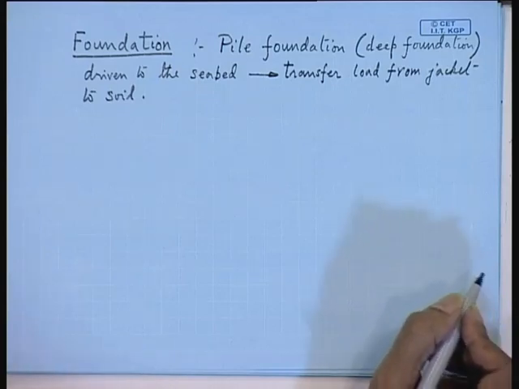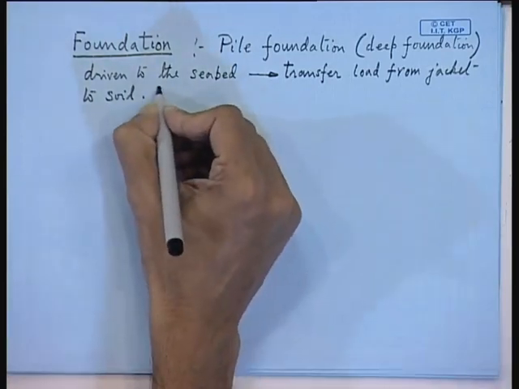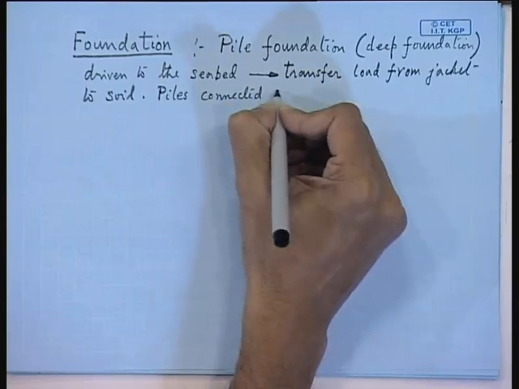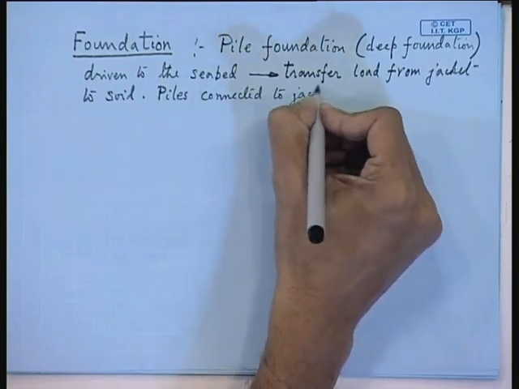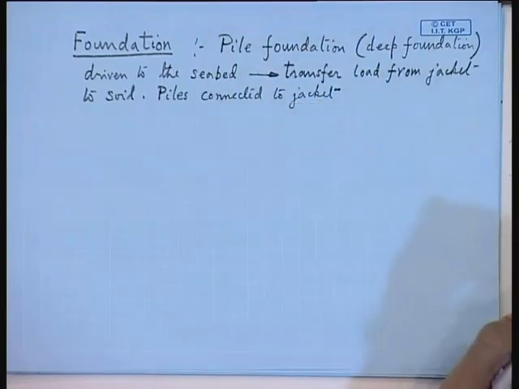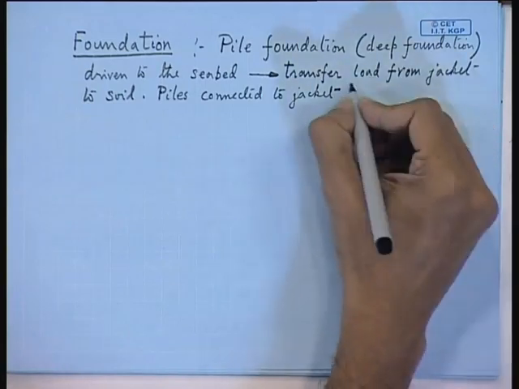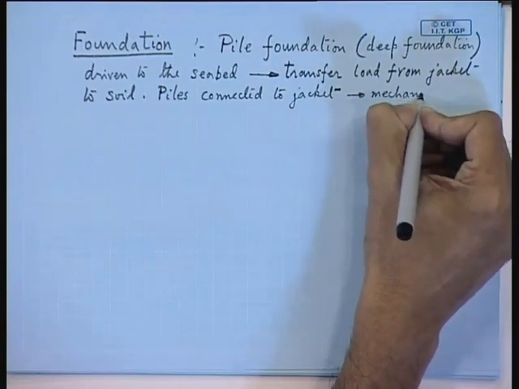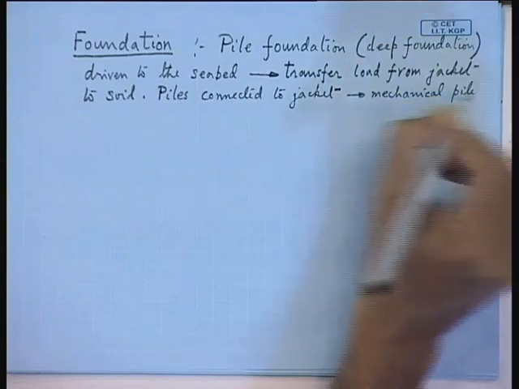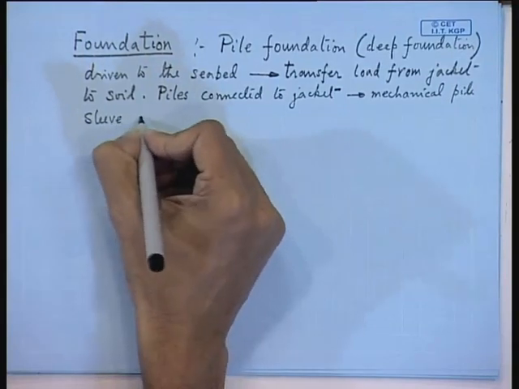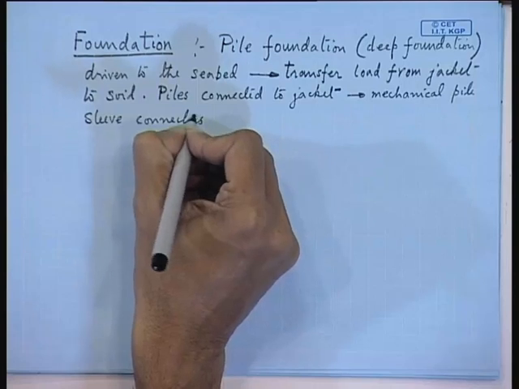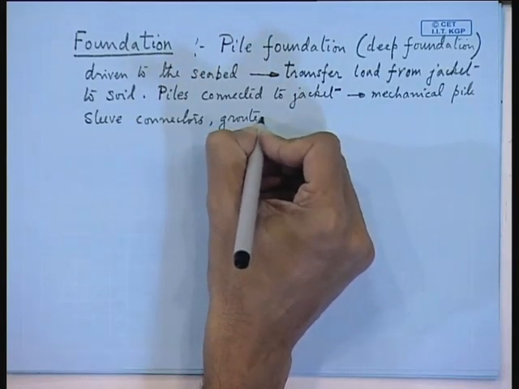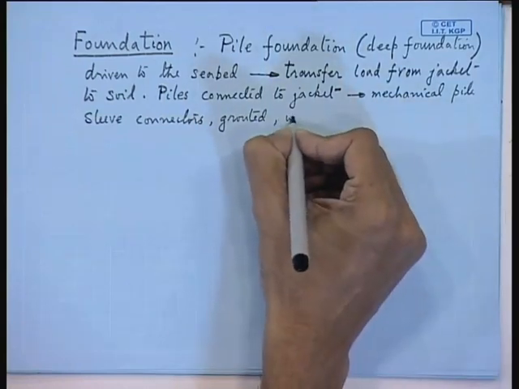Now, the piles are connected to your jacket. If you do not do this, then there will be a lot of vibratory loads coming onto the jacket. Now, this is done by mechanical pile sleeve connectors, or you can grout, that is you do some concrete grouting, or you can weld to the jacket legs.